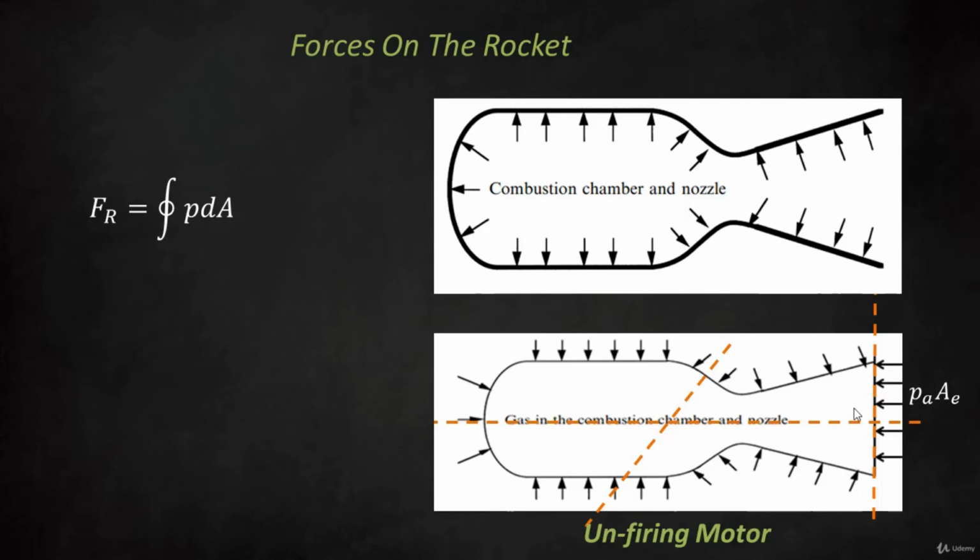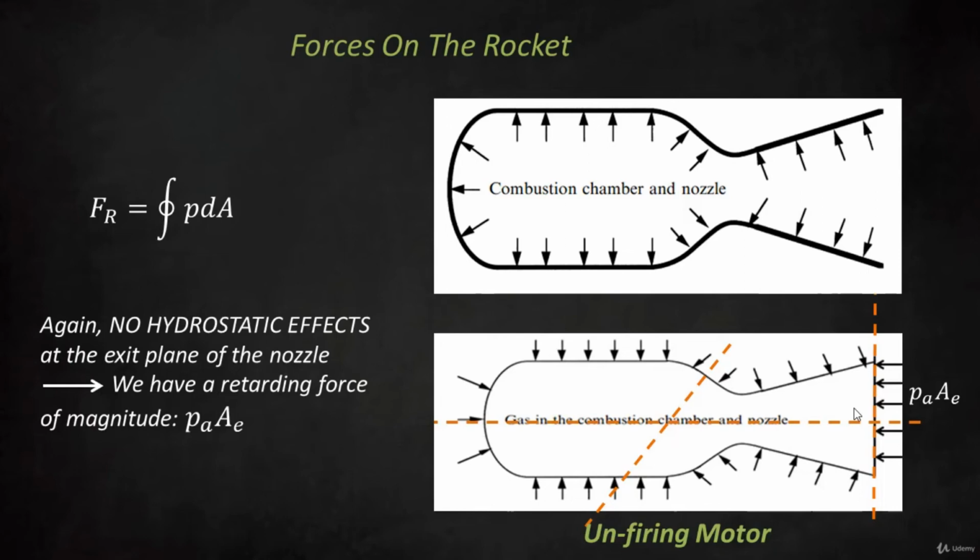And so as the gas exits the nozzle, we will get no hydrostatic effects, since the gas travels at supersonic speed, and therefore we will get no effect due to the atmospheric pressure at the exit plane of the nozzle. And so we will have a retarding force of magnitude PA, the ambient pressure, times the exit plane area, because these forces are still present when the motor is firing, when the engine is running.